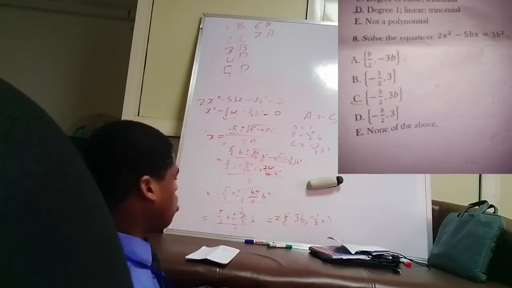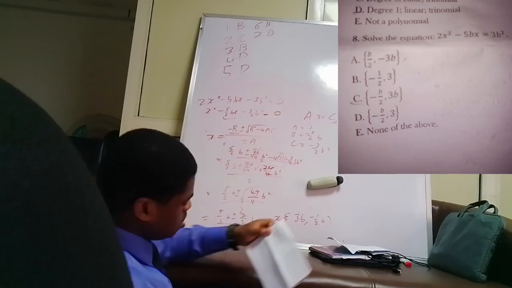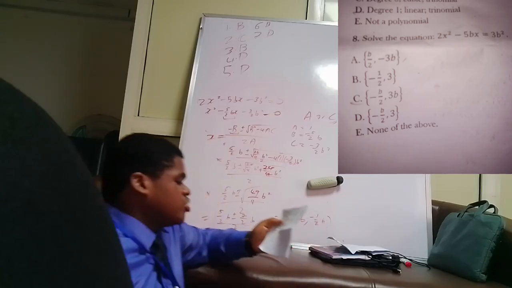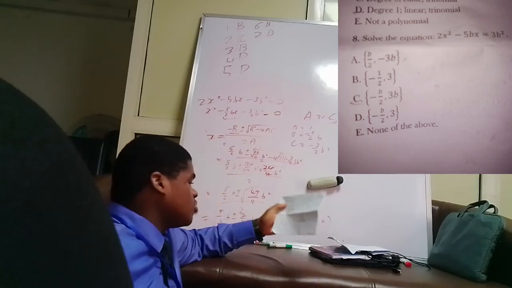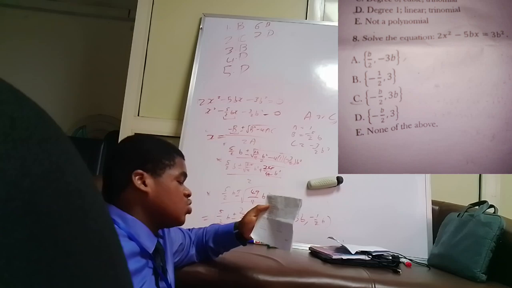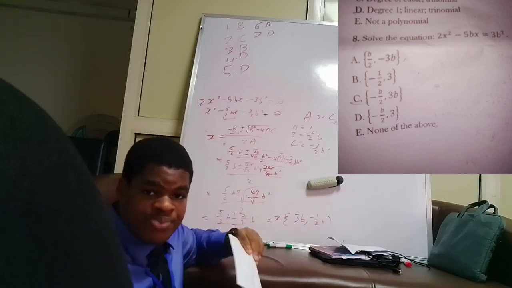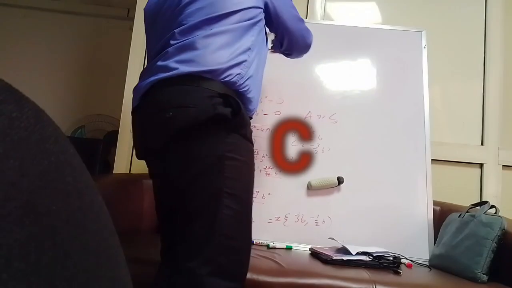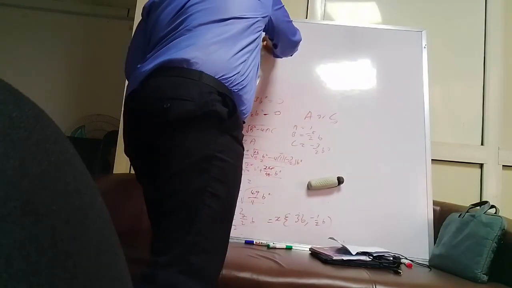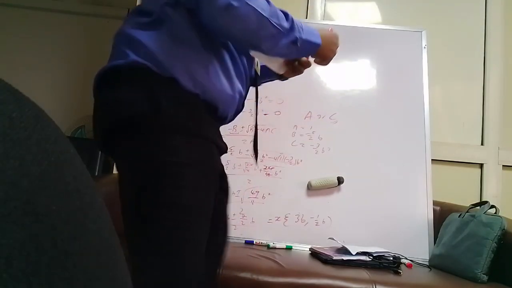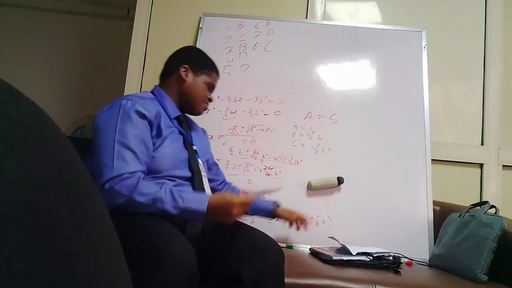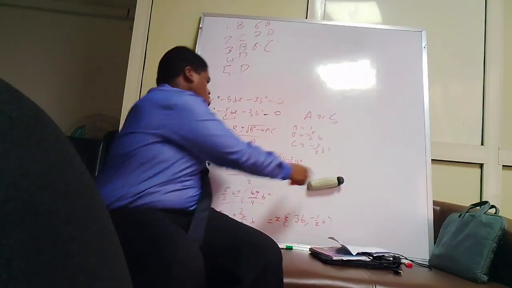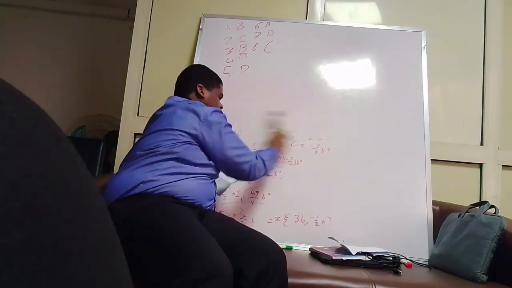And this corresponds to option C. Sorry, the option is minus b over 2. But that's the same as minus 1 over 2b. So option C is correct. We have 3b and minus half b. So let's go to the next question.